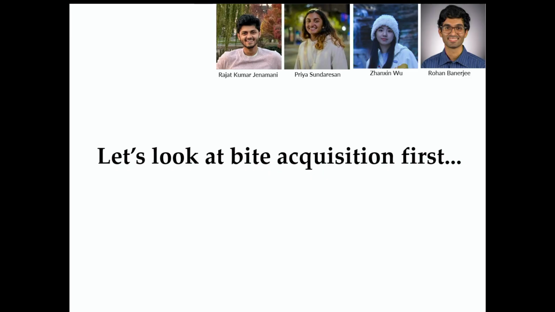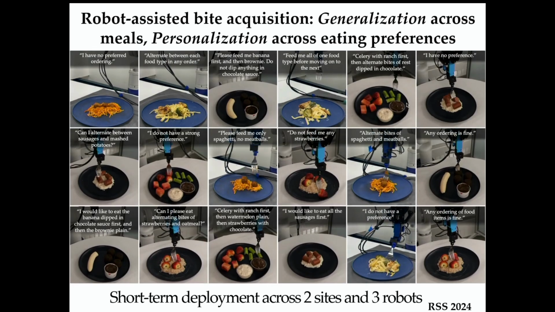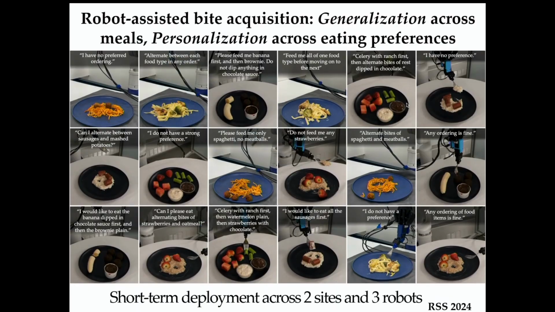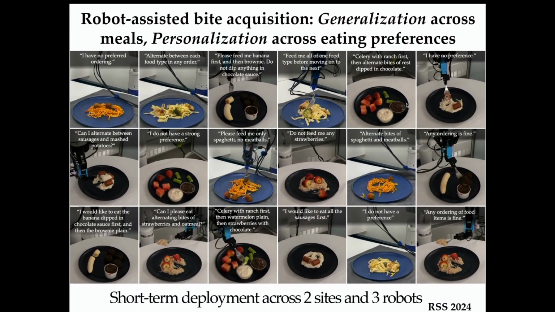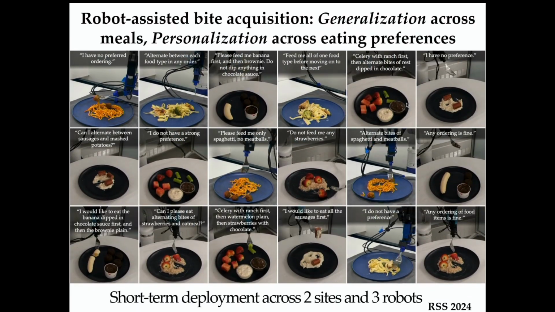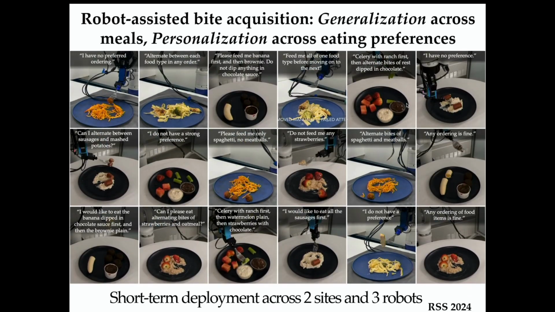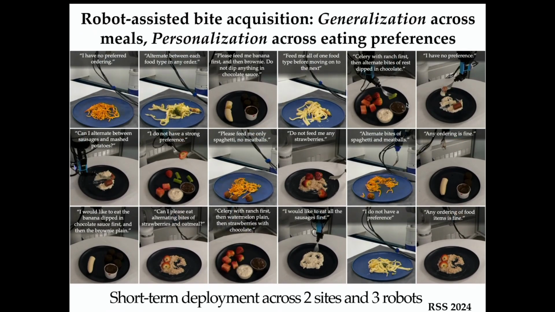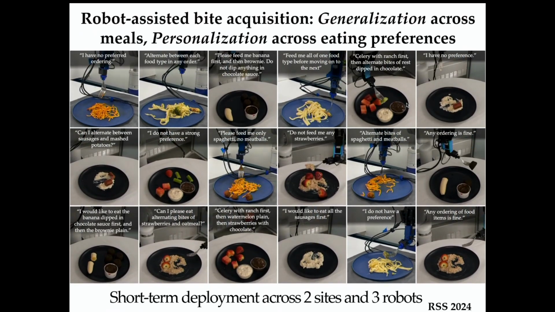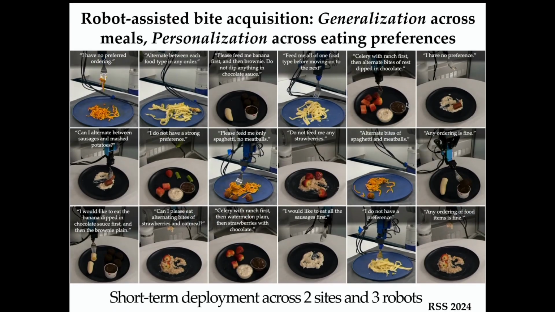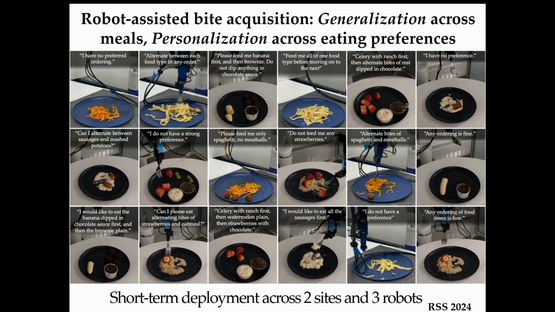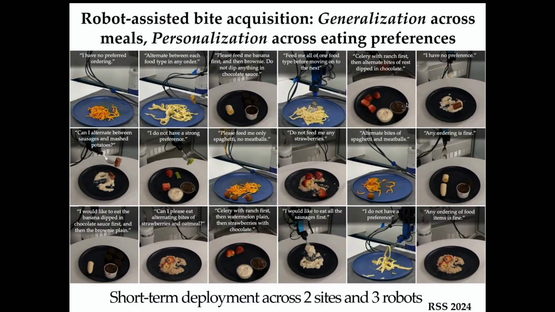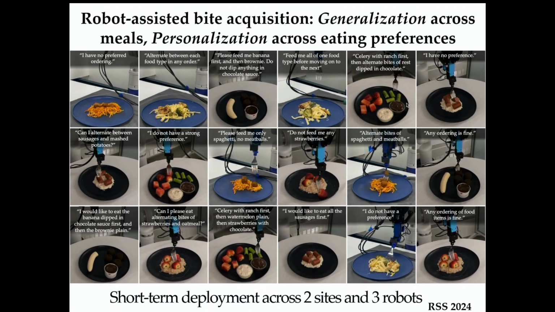So now for bite acquisition, here is an example of our bite acquisition system. Here we have been able to pick up various food items. Some food items we literally went to Wegmans, a chain grocery store in the Northeast, got the food, and put it on the plate. There are some home-cooked items, and some other food plates. The robot can pick up these food items while also catering to users' preferences.